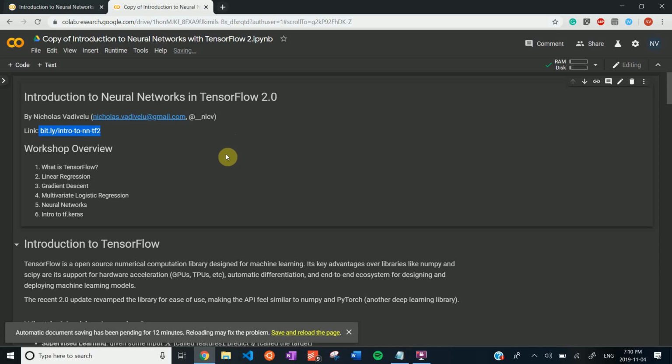And yeah, so just a quick overview. We'll be talking about what TensorFlow is. Then we'll move on to linear and logistic regression, which are basic techniques. We'll talk about an algorithm called gradient descent. And then we'll finally get into talking about neural networks and what the TensorFlow library can do for you.